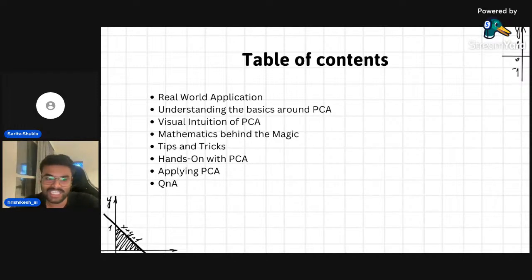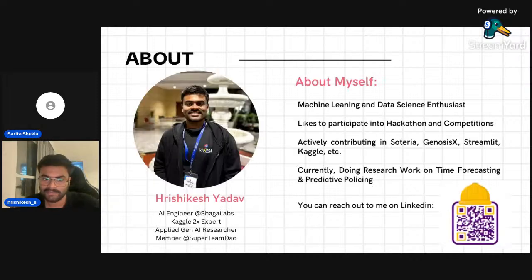Let's have a look at the table of contents. We will be discussing the real world applications, what you can build, and why we are looking towards this. We would be discussing the applicative side, and also visual intuition. Why visual intuition? We'll see that. Then what's the mathematics behind it, the tips and tricks which I gathered while working on it, and we will also build a PCA. We'll try to implement what we learned. So that was all about the table of contents.